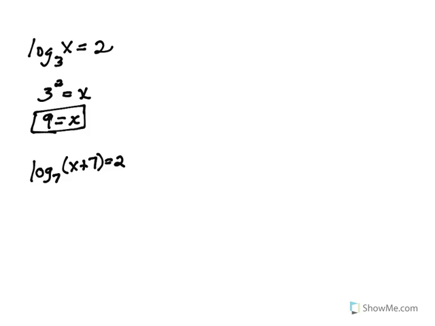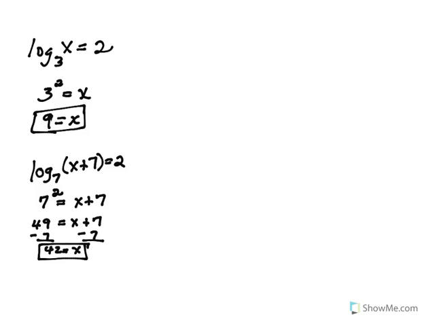Log base 7 of x plus 7 is equal to 2. So we have a base 7, the exponent is 2, and that equals x plus 7. So we simplify and solve for x. 49 is equal to x plus 7. So x is 42. And you can always plug it in and simplify so that you can check it.